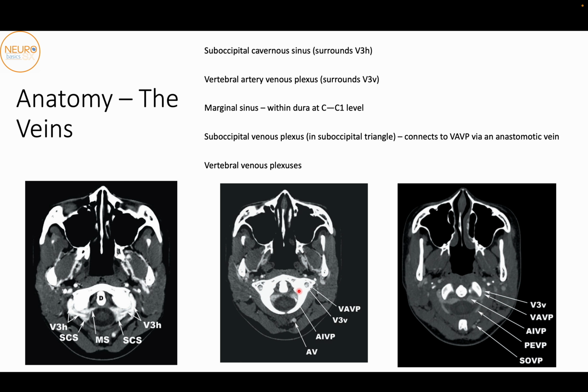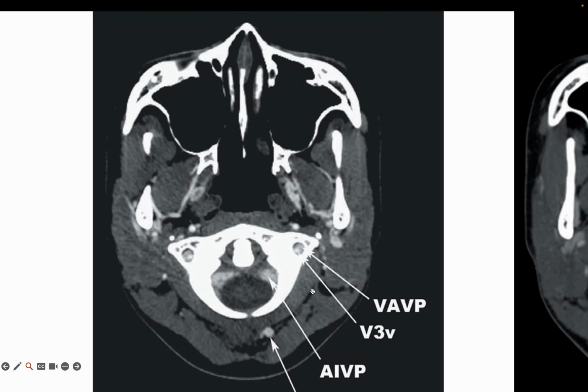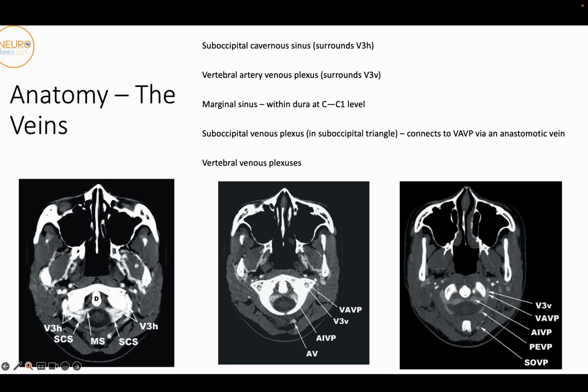The part of the venous plexus which is surrounding the vertical segment of V3 is known as the vertebral artery venous plexus. So as you can see over here, this is within the C1 transverse foramen, and this is the vertical segment of V3, and this is surrounded by the venous plexus over here. So that is the vertebral artery venous plexus. So the part surrounding the horizontal part is the suboccipital cavernous sinus. The part surrounding the vertical segment is the vertebral artery venous plexus. Now apart from this, there are multiple other venous plexuses in the region.